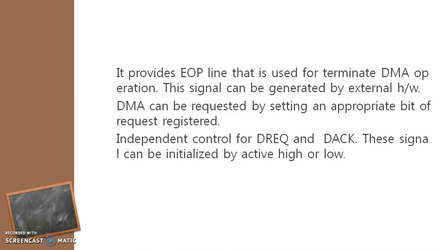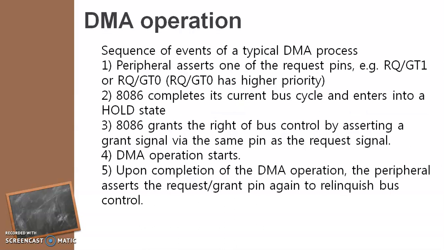So for these signals to be generated, we need external hardware, because to transfer the bus from the processor and then to return the address and data bus back to the processor, we need some external circuits which can switch over these connections. Then the DMA request and DMA acknowledge signals can be initialized to be either an active high signal or an active low signal.